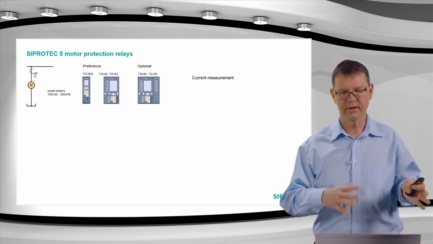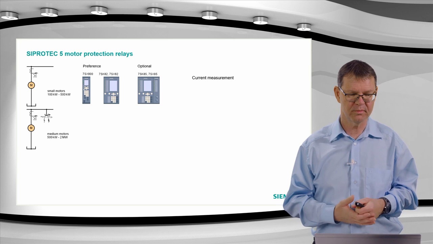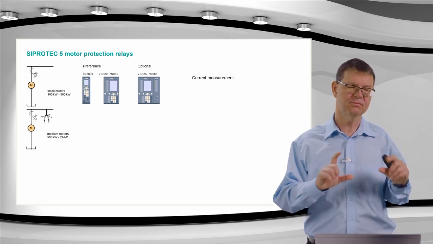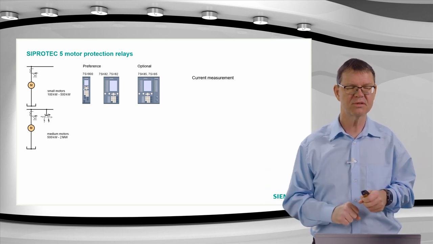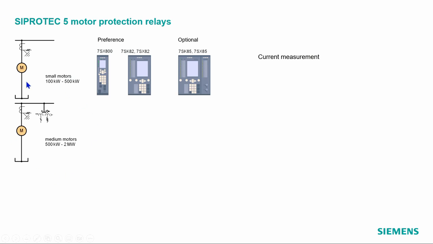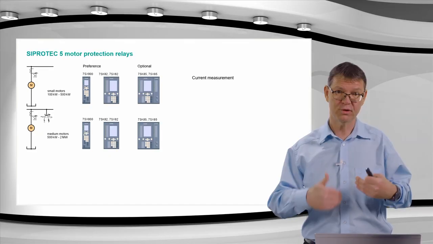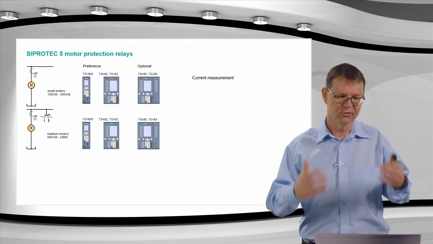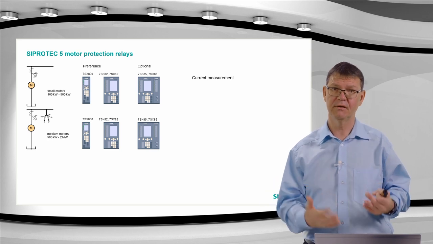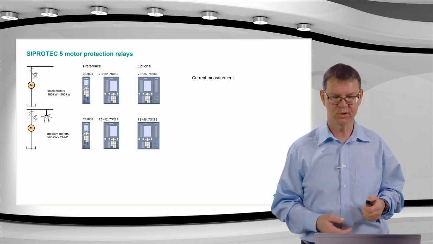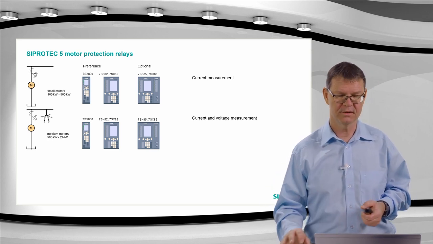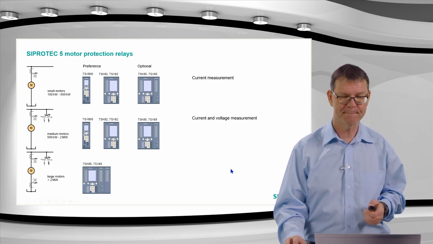So the smallest range is where we just have the current measurement. Then for the medium-sized motors, we additionally have a voltage input. And it's very simple. All the relays I showed also have the option to accommodate a voltage input. So for the motor protection, mainly it's the undervoltage protection. We can run the undervoltage protection on top of the rest of the protection functions here.